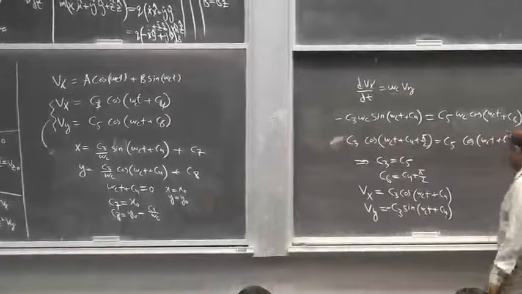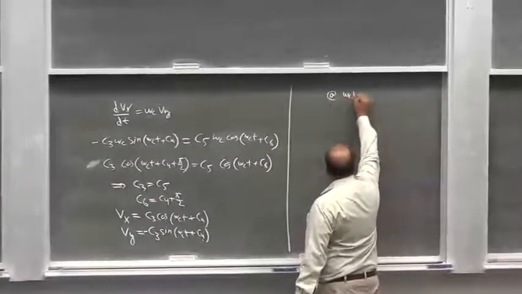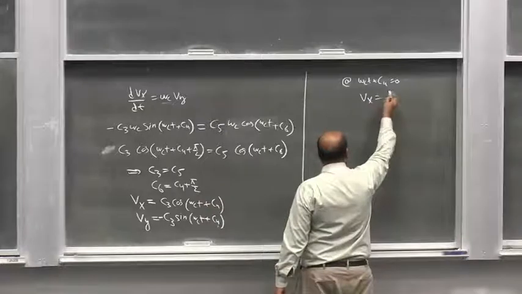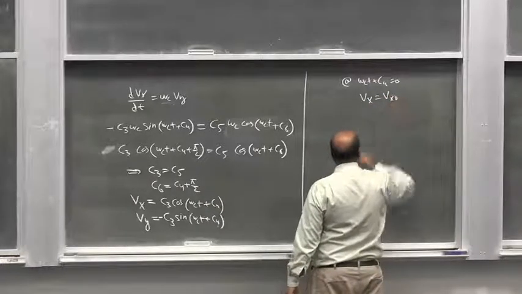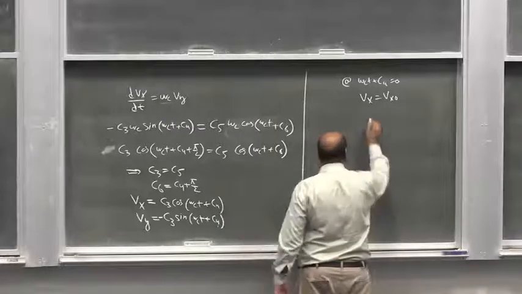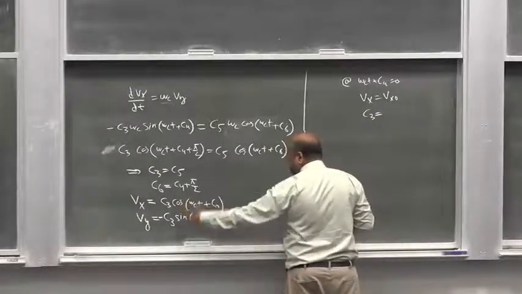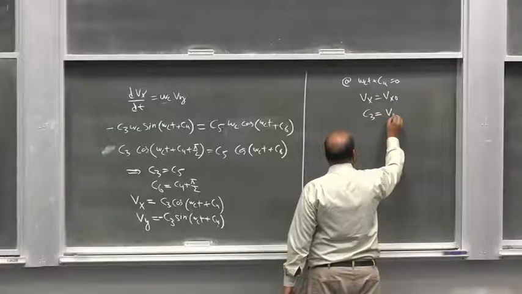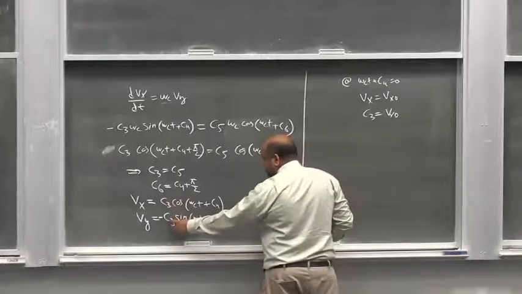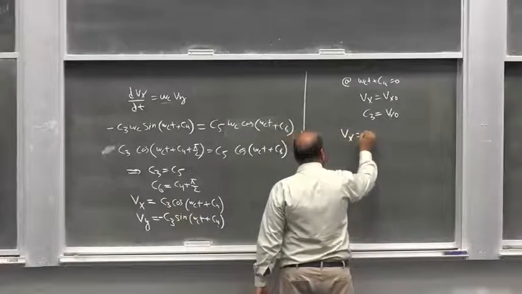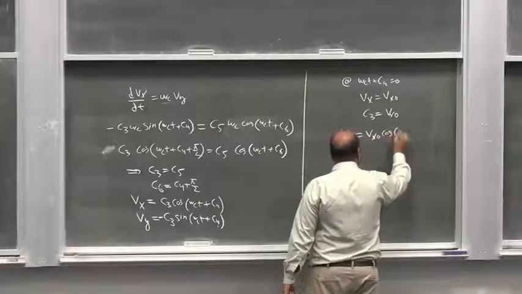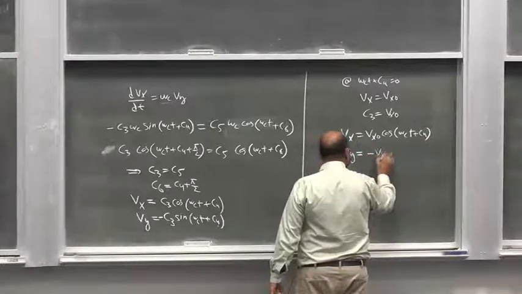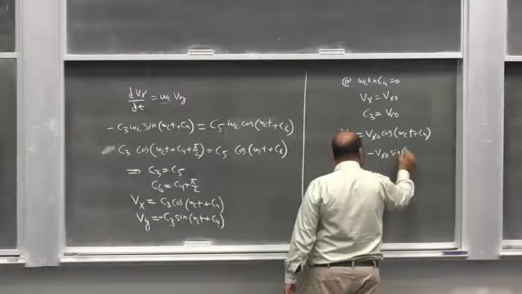Let's say I implement the boundary condition like this, that at omega Ct plus C4 equals 0, we will have Vx equal to some Vx naught. So then C3 is, so this is 0, C3 is V naught. And so we determine both of these constants. So Vx is Vx naught cosine omega Ct plus C4. Vy is minus Vx naught sine omega Ct.